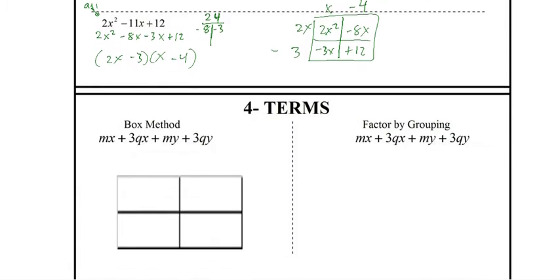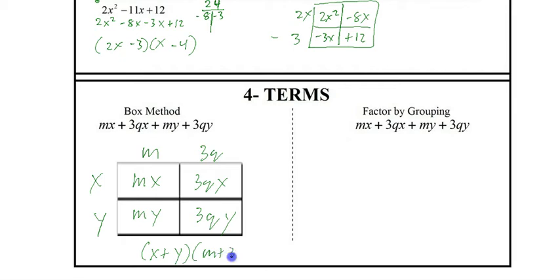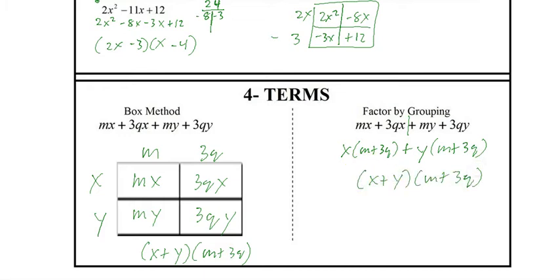And then the last one is 4 terms, and you could do grouping or box. So these have an x in common, a y, an m, and a 3q. And then grouping, we get an x, we get a y. And that's everything. That's all of our factoring.